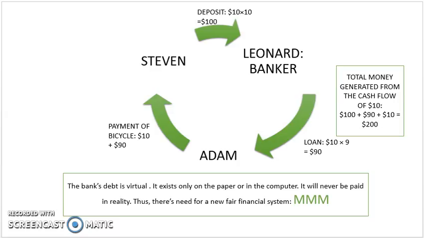So in real sense, the bank's debt is virtual. It exists only on the paper or in the computer. It will never be paid in reality. So it's clear there's need for a new fair financial system.